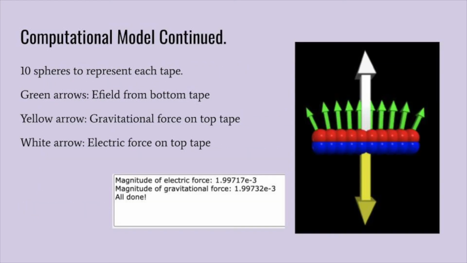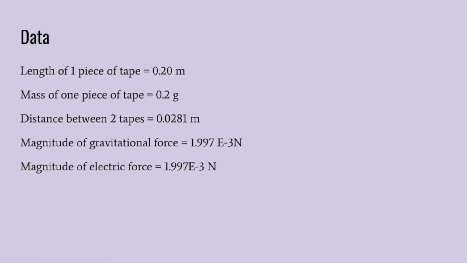In the screenshot of the computational model shown, the 10 spheres each represent each tape. The red spheres represent the top tape, while the blue spheres represent the bottom tape. The green arrow represents the E-field from the top tape, the yellow arrow represents the gravitational force on the top tape, and the white arrow represents the electric force on the top tape. Here are some more data from the lab measurements and calculations.